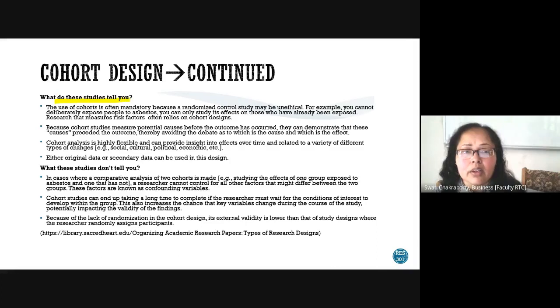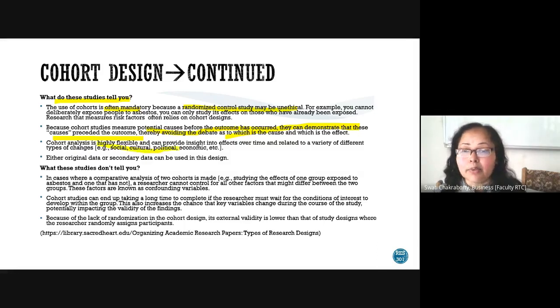So, what do these studies tell you? The use of cohorts is often mandatory because a randomized control study may be unethical, so it's better to have a cohort design. A cohort design measures the potential causes before the outcome has occurred. They can demonstrate that these causes actually precede the outcome, thereby avoiding any debate as to which is the cause and which is the effect. You already know the cause, so it becomes easy.